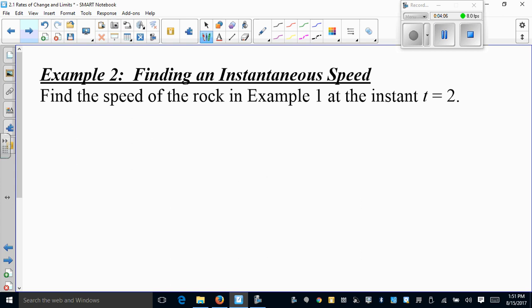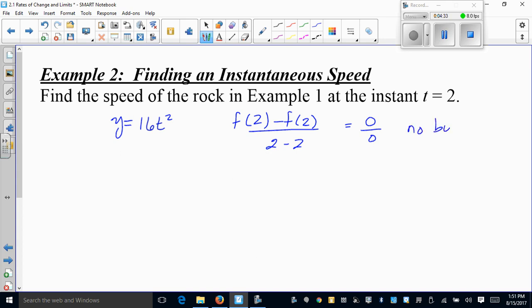But the question is, how do we find instantaneous speed? I wanted exactly 2 seconds. What is the rate of that rock falling? We're still using y equals 16t squared, but we can't do f of 2 minus f of 2 over 2 minus 2, because we get 0 over 0. And this is not good. We are right there. No bueno.